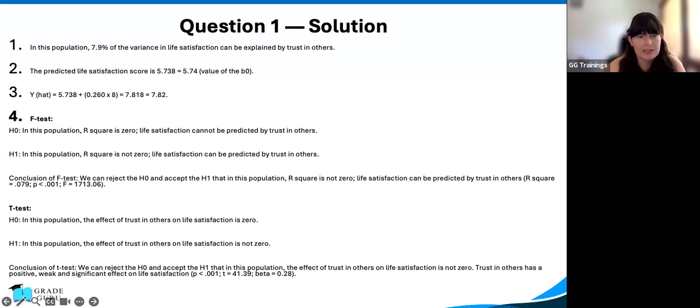T-test. So in this population, the effect of trust in others on life satisfaction is 0. You can also write trust in others has no effect on life satisfaction. That's also fine. Your conclusion of your t-test should be we can reject the H0 and accept the H1, that in this population, the effect of trust in others on life satisfaction is not 0. Trust in others has a positive, weak, and significant effect on life satisfaction. Your P is less than 0.001, your T value is 41.39, and your beta is 0.28.